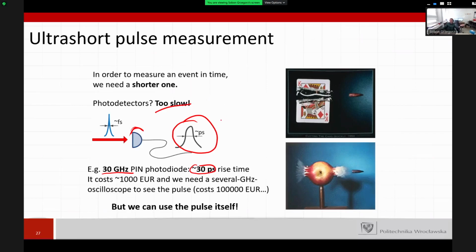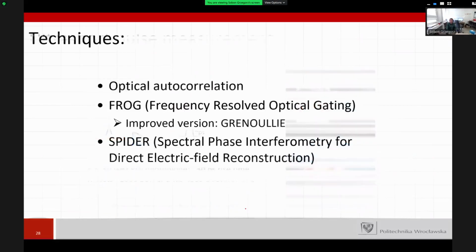We can measure nanosecond pulses with the photodiode. So when we have a nanosecond pulse, we put it on the detector, and the output of the detector will also be a nanosecond pulse, which corresponds to the shape of our optical pulse. But in case of very short pulses, this wouldn't work. However, as I said, we can use the pulse itself. And this is called optical autocorrelation. And I will show you just in a minute.